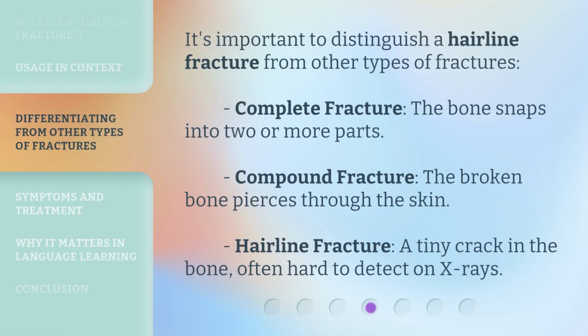It's important to distinguish a hairline fracture from other types of fractures. Complete fracture: the bone snaps into two or more parts. Compound fracture: the broken bone pierces through the skin. Hairline fracture: a tiny crack in the bone, often hard to detect on X-rays.